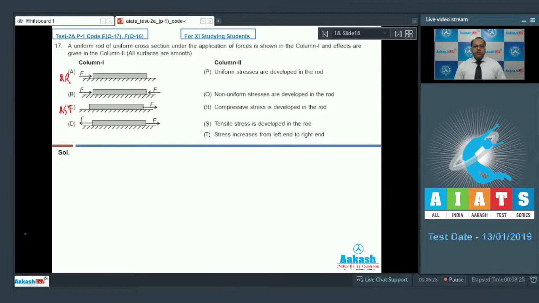Now let's check entry B. In the case of entry B, force is applied from both directions. So in this case, the net acceleration of the rod is 0. Since the force is compressive, the stress developed in the rod is compressive. So the correct matching will be P and R. And in the case of entry D, the correct matching will be P and S. Entry T will be left out because each cross section experiences the same force. So the correct matching for question number 17: for entry A it is QR, for entry B it is PR, for entry C it is QST, and for entry D it is PS. Let's move to question number 18.